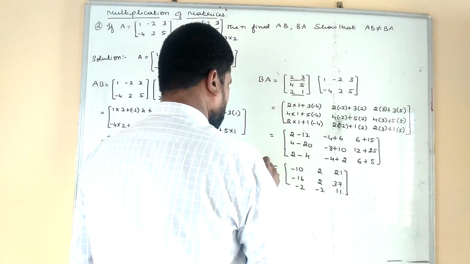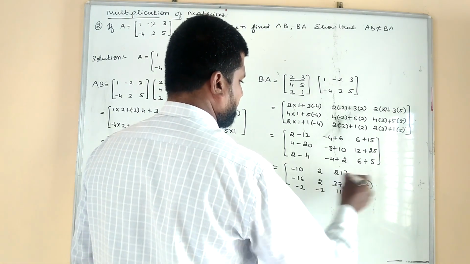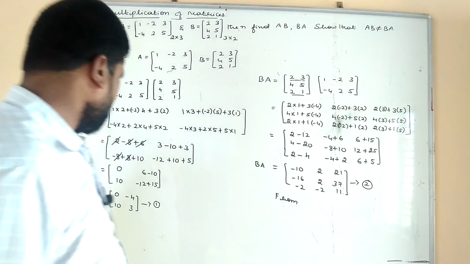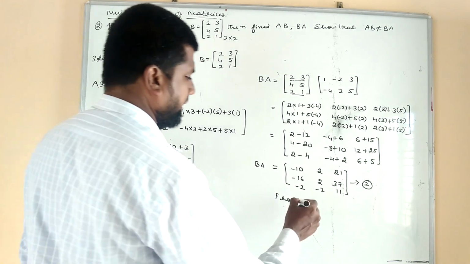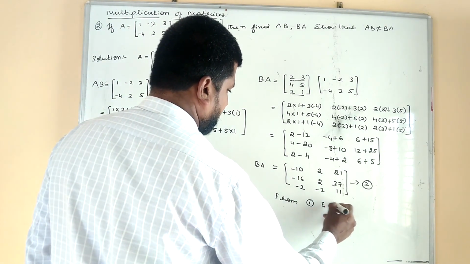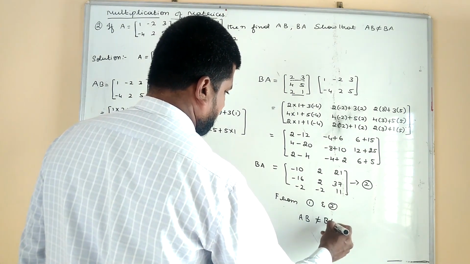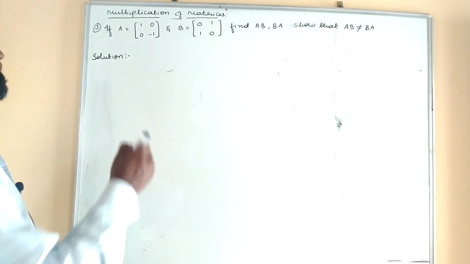This is BA. So let us take the 2. From, if you observe, both are not equal. From the results, AB is not equal to BA. Let us go for the next problem, the third problem.